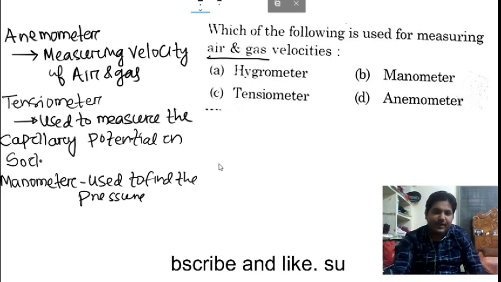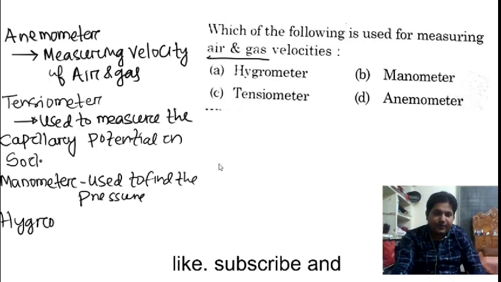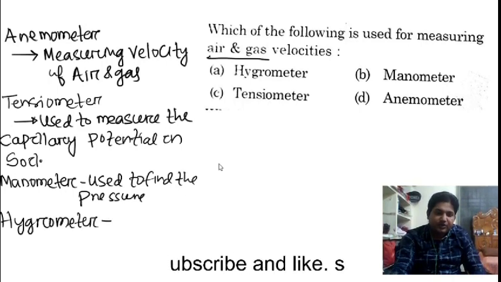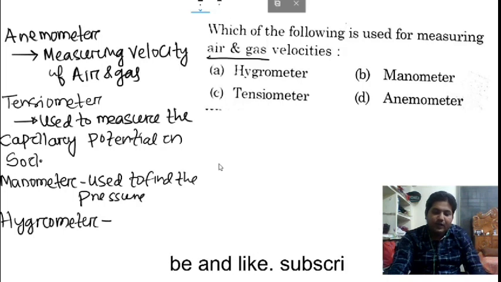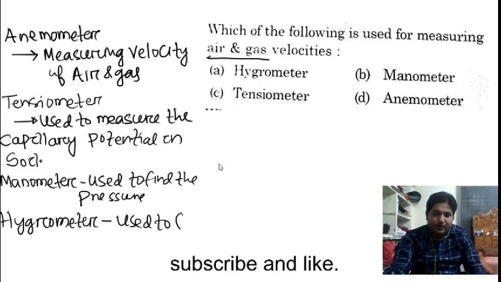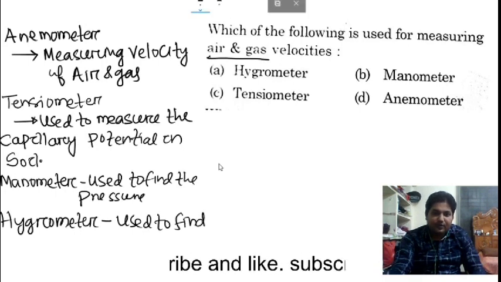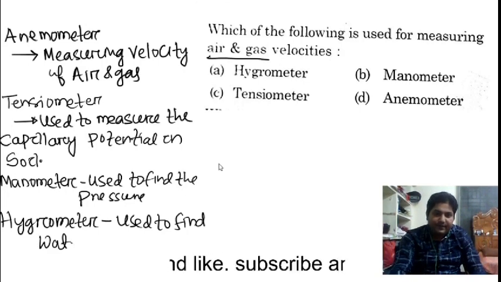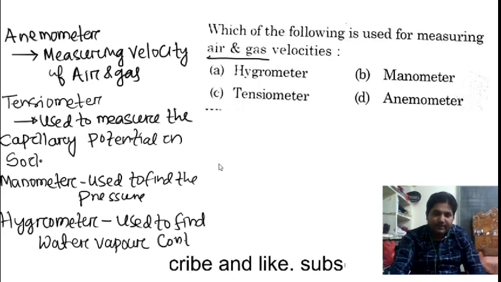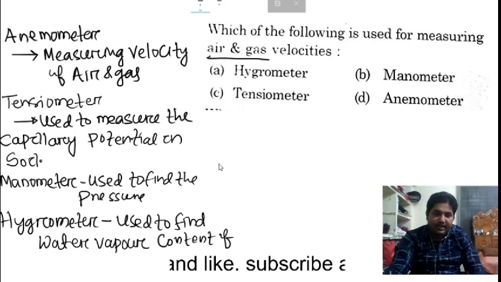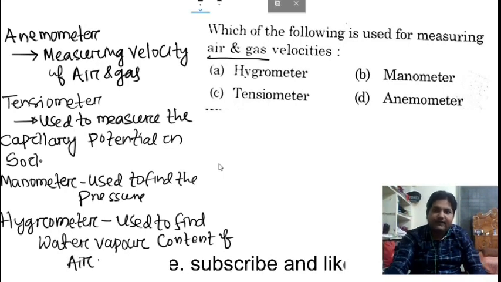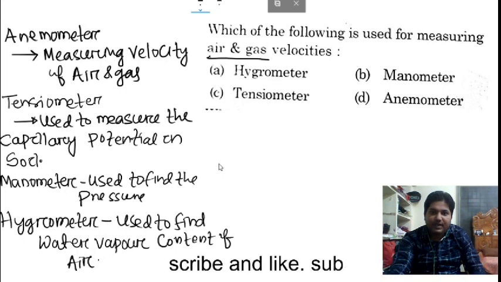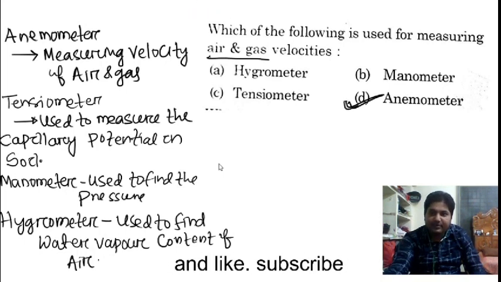Okay, now the last one is the hygrometer. This hygrometer is generally used to find out the water vapor content of air. So in this case, you can find out the velocity of air and gas by using the anemometer. This is the correct answer.